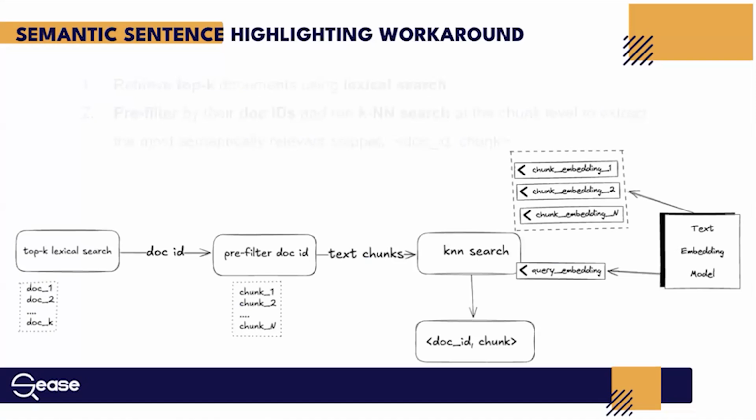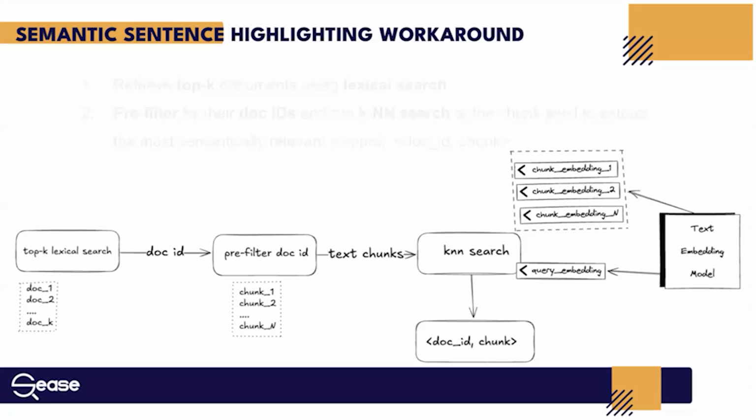So first we run the top K lexical search, and then for each document ID, we filter by that document ID. We may have long paragraphs with multiple chunks, so a document ID might have multiple chunks, and we want to take the best, most relevant chunk. That's the idea. For those text chunks, we run the KNN search for the document.